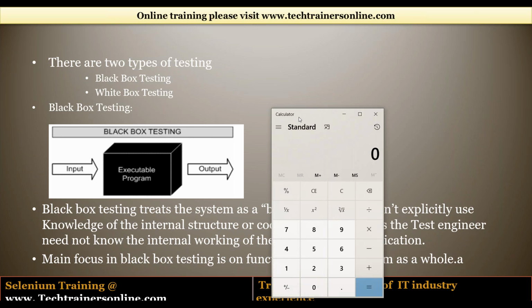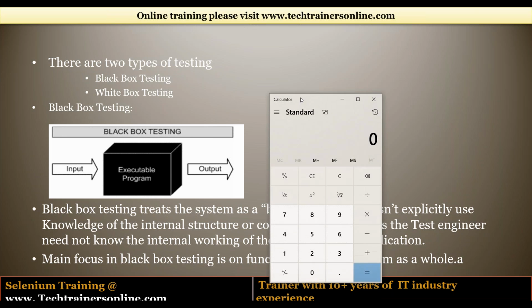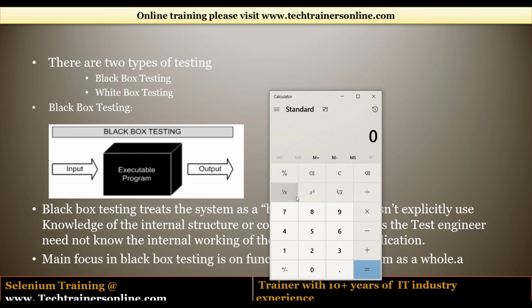Now let me give an example of a calculator. I just gave an example of an ATM, and I'm trying to give another example. Say I would like to enter 50 and add another number, plus 60. So what do you guys think? What would be the output here?